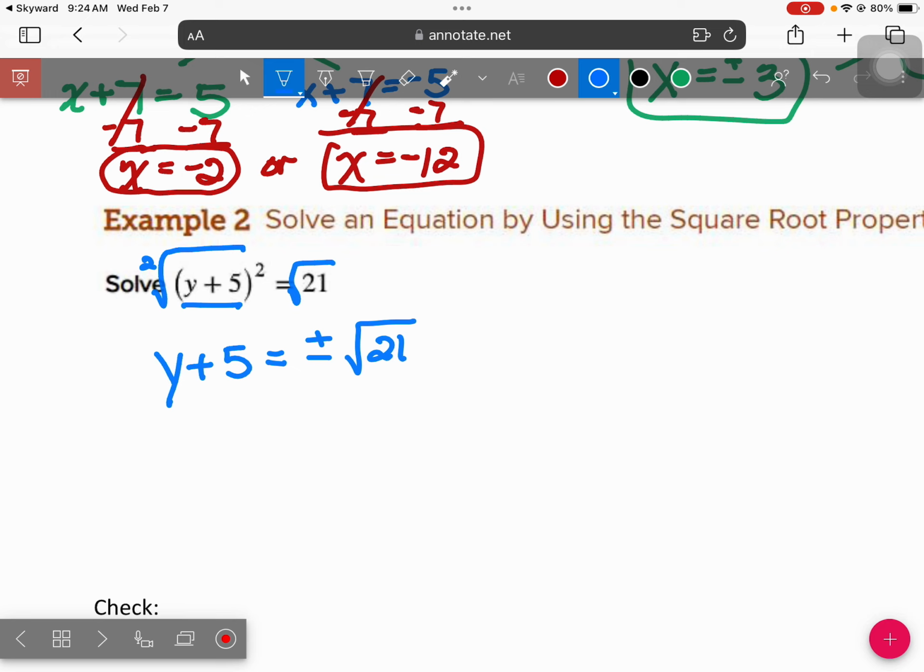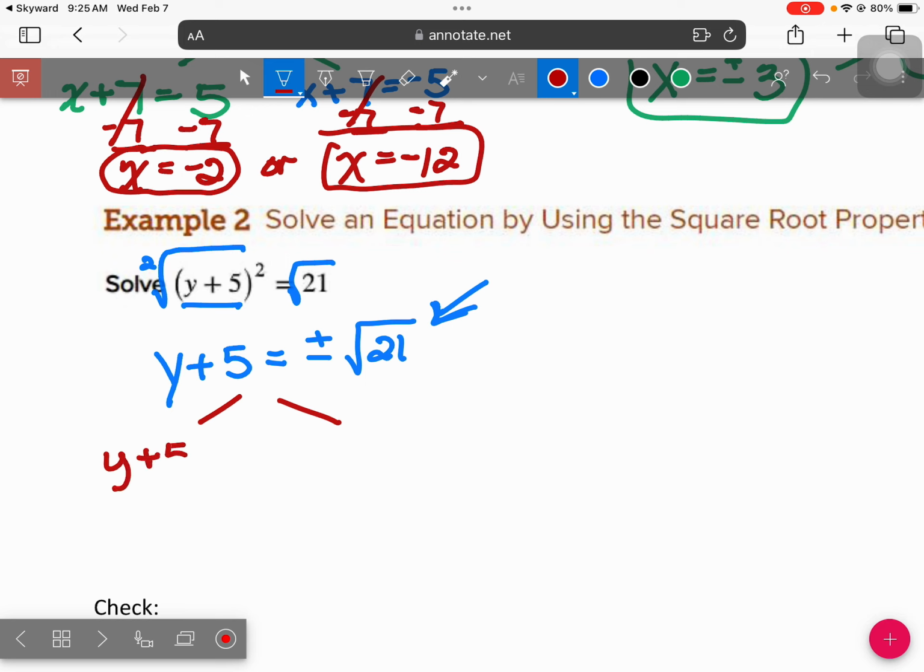So I know it's between 4 and 5. But, like I said, 21 is not a perfect square. Leaving it in this radical form is more correct than writing a decimal, because if you write a decimal, you'd have to round it off or something like that, which makes it not as accurate.